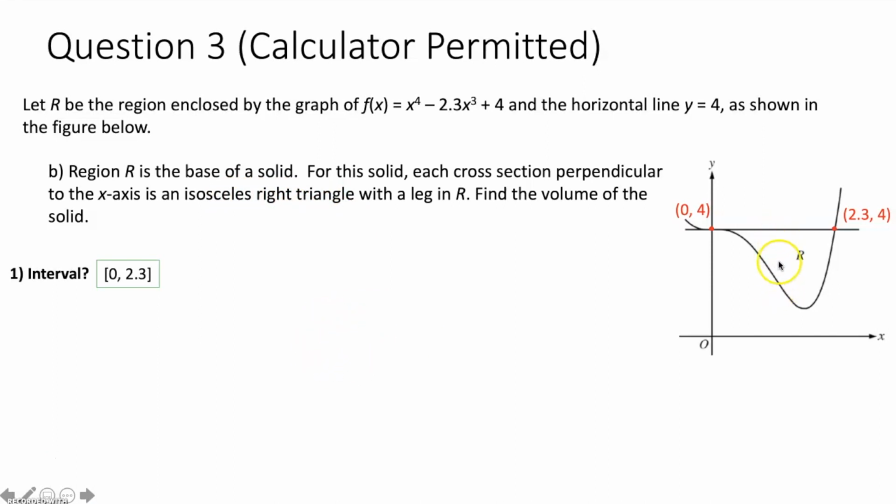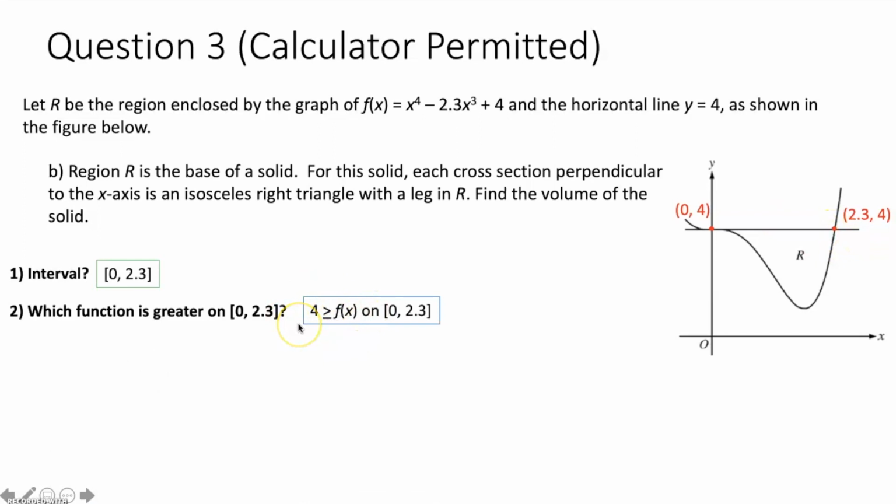So all we have to do is figure out the length of our base, or the length of a leg of our right triangle. Well, because these cross-sections are perpendicular to the x-axis, all we have to do to figure out the length of one of our legs would be to figure out which of these functions is greater on this given interval. Well, we see that y is equal to 4 is clearly greater than f of x on this given interval from x is equal to 0 to x is equal to 2.3.